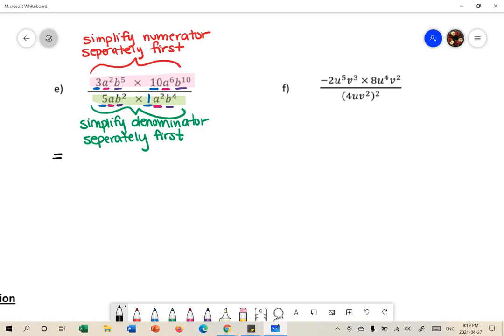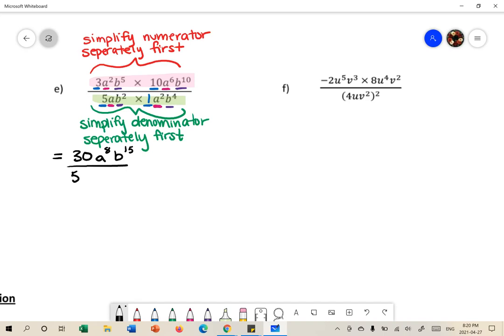Okay, let's put this together. Coefficient 3 times coefficient 10 is 30. A squared times a to the power of 6. I'm going to keep the base the same and add my exponents. B to the power of 5 times b to the power of 10. I'm going to keep my base the same and add my exponents. That will be divided by 5 times 1, my coefficients.